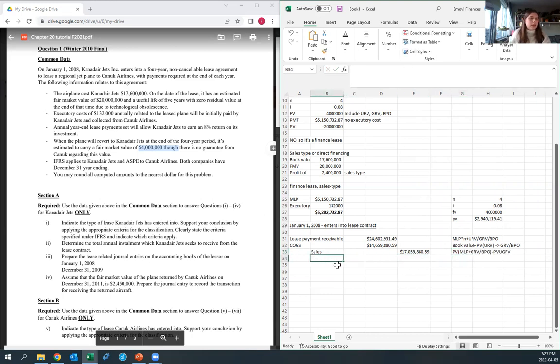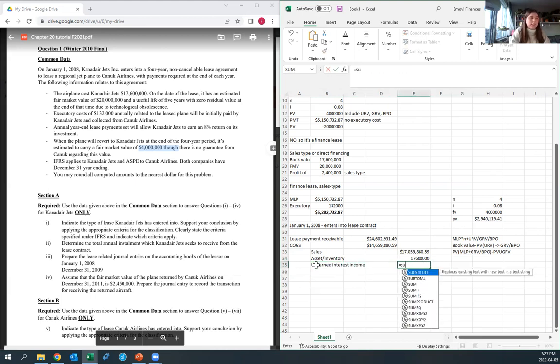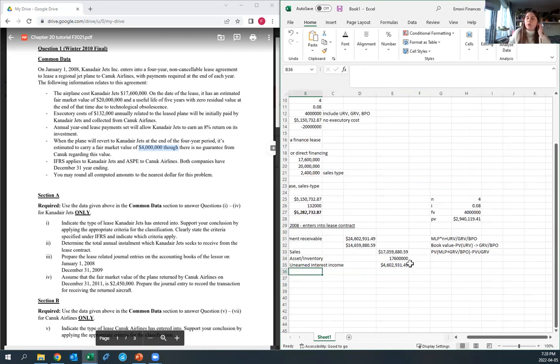All right, after that, you have a decrease in your assets or inventory, depends how they account for it, but if you put either or, it's fine. And that's going to be the cost of the asset. And then you're going to have unearned interest income, which is a plug amount. So it's the difference between your debit and your credits. And you can also find it by doing an amortization table and finding the sum of your interest.